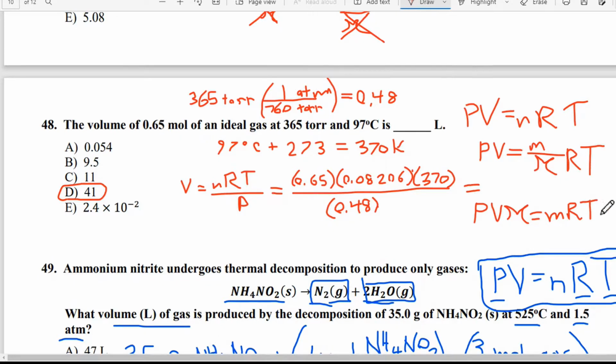And then if you wanted to solve for the density, you could divide both sides by volume because mass divided by volume is density. And that gives you PM equals DRT. DRT, dirt. So those are alternate forms of the ideal gas law you could use. But you can also just use the original form and just do a little extra calculation if you don't remember those other versions.